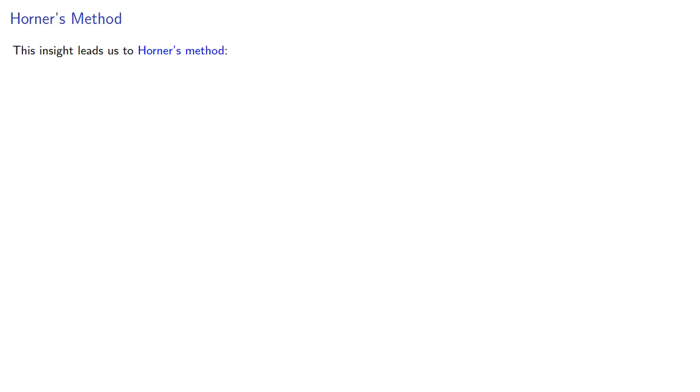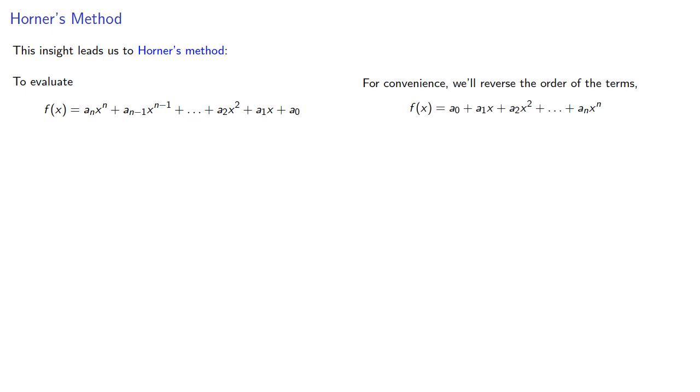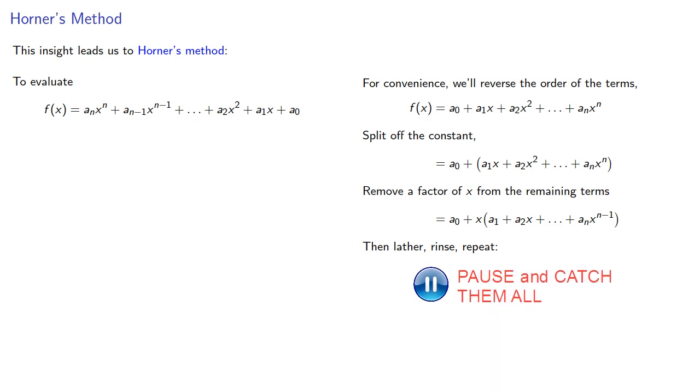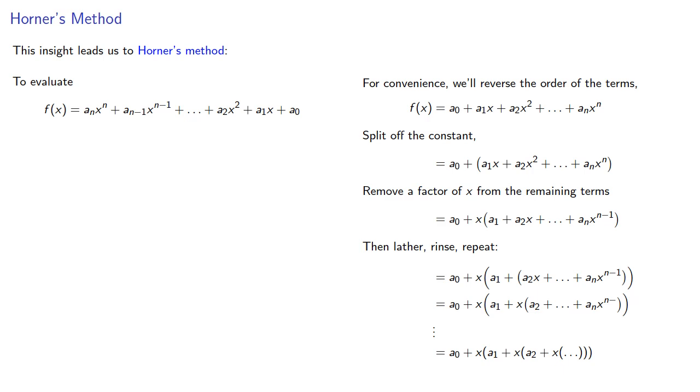This insight leads us to something called Horner's method. To evaluate a polynomial, for convenience we'll reverse the order of the terms, we'll split off the constant, and note that all the remaining terms have a factor of x. So we'll remove a factor of x from the remaining terms, then lather, rinse, repeat. And so we can evaluate our polynomial as a0 plus x times a1 plus x times a2 plus and so on.